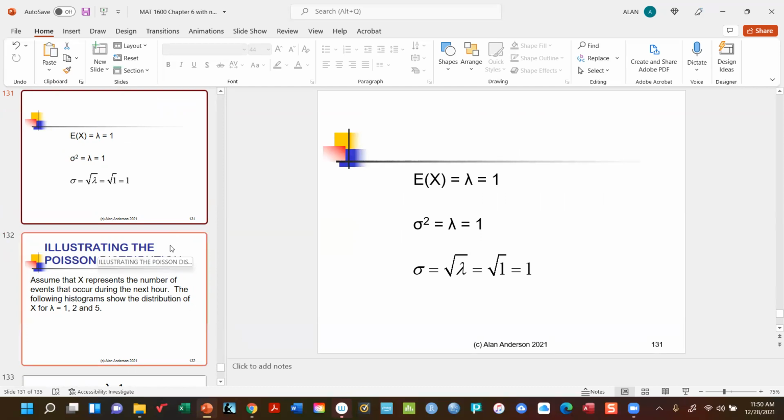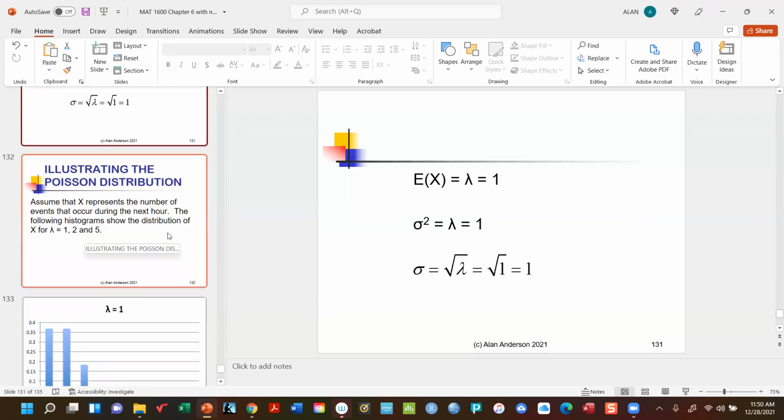All right, now, just like before, a few minutes ago, we were looking at histograms to help explain or understand the properties of the binomial distribution. We're going to do something similar right now with a Poisson distribution. This time, we're going to change the value of lambda. Okay, so we're going to look at 3 cases.